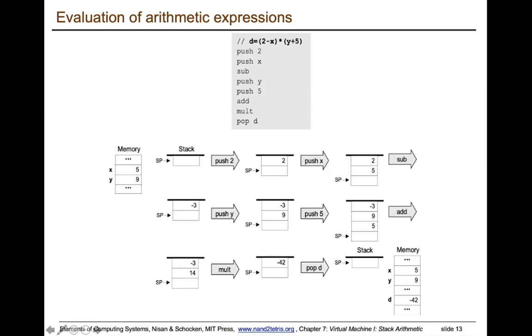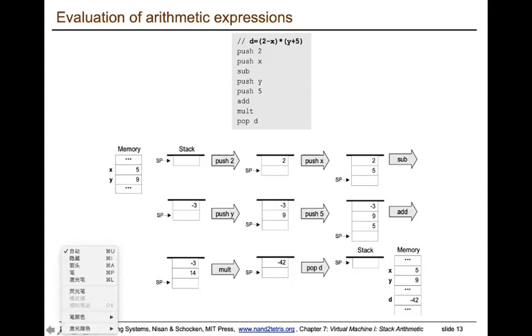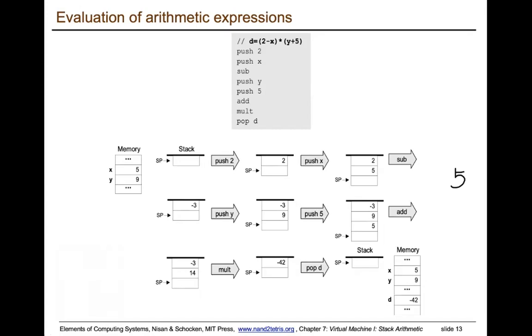So when you do the stack evaluation, I push 2, so you will push 2 there. Push X, you will move 5 here. And sub means you will pop 5 and pop 2 out. Make sure that the first pop will be the second operand. So the first pop is 5, the second is 2, so 2 minus 5 is negative 3. When you finish this one, you push it back to the stack.